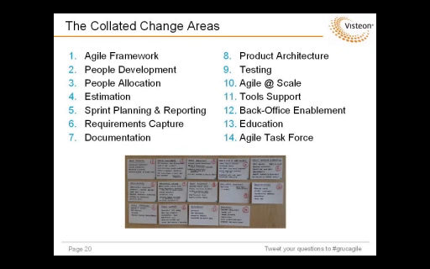So, to cut a long story short, by the end of our week in that workshop, we had 14 change areas. These 14 change areas were an aggregation of the total sets of activities, opportunities, and threats that we saw that we needed to work on and address.